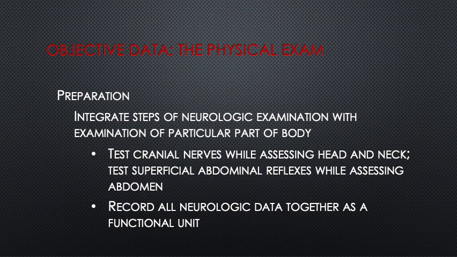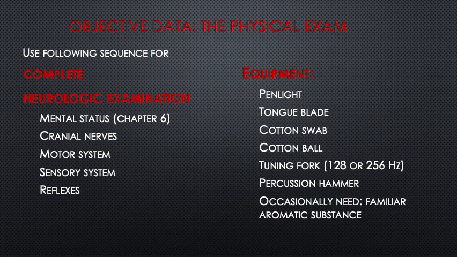The objective data, so the actual physical exam. With the comprehensive neurologic exam, we are testing the cranial nerves while assessing the head and neck already. We test the superficial abdominal reflexes when we're assessing the abdomen. We're going to record all the neurologic data together as one functional unit, remembering that the complete neurologic exam also includes the mental status of the patient, which we covered earlier in the semester.